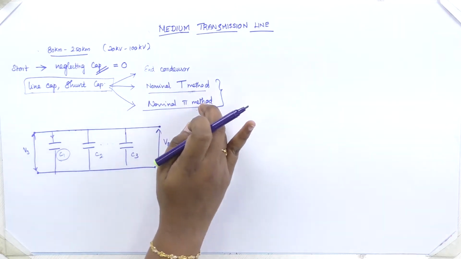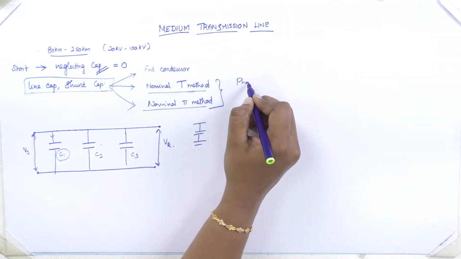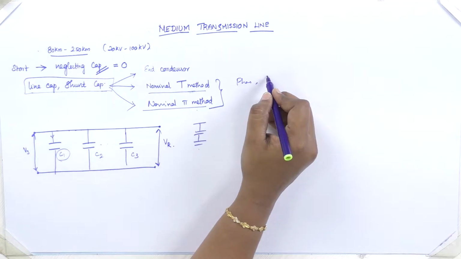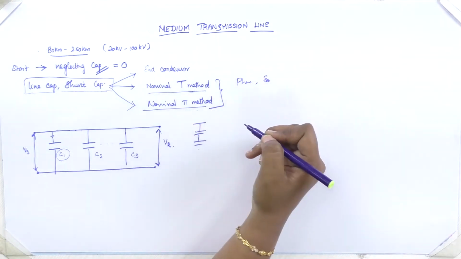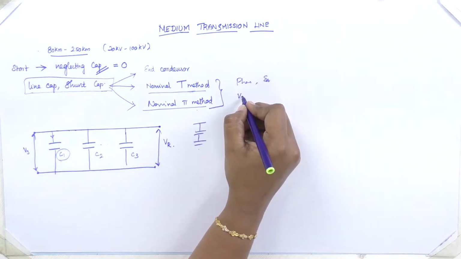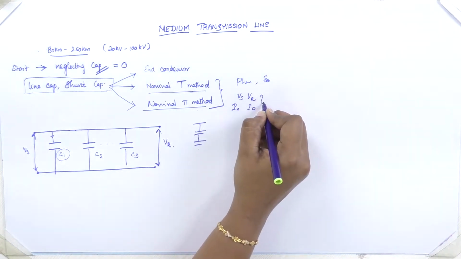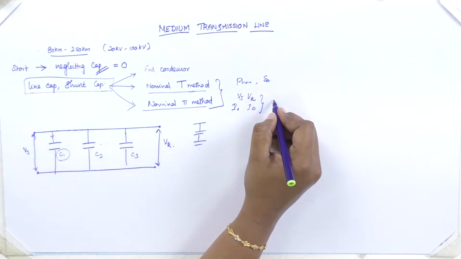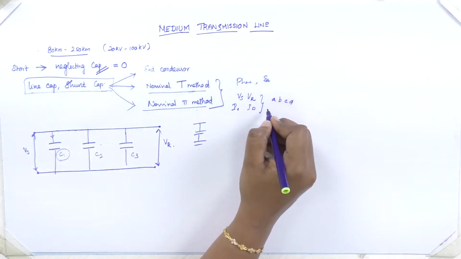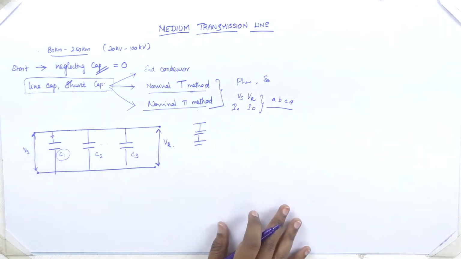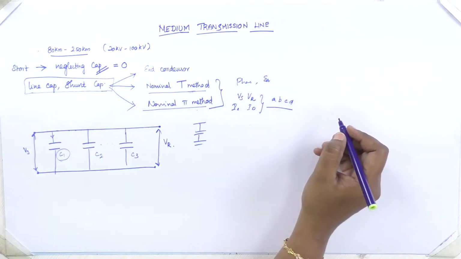For both of these methods we are going to discuss the phasor diagram, how the equivalent circuit looks in the nominal T and nominal pi methods, and the relation between Vs, Vr, Is and Ir, that is, the ABCD parameters of these systems. The first one is the nominal T method.